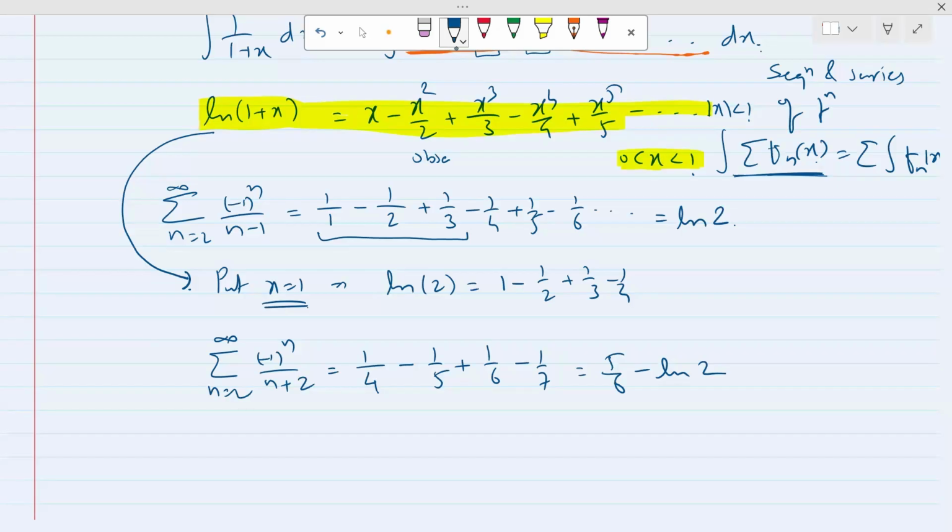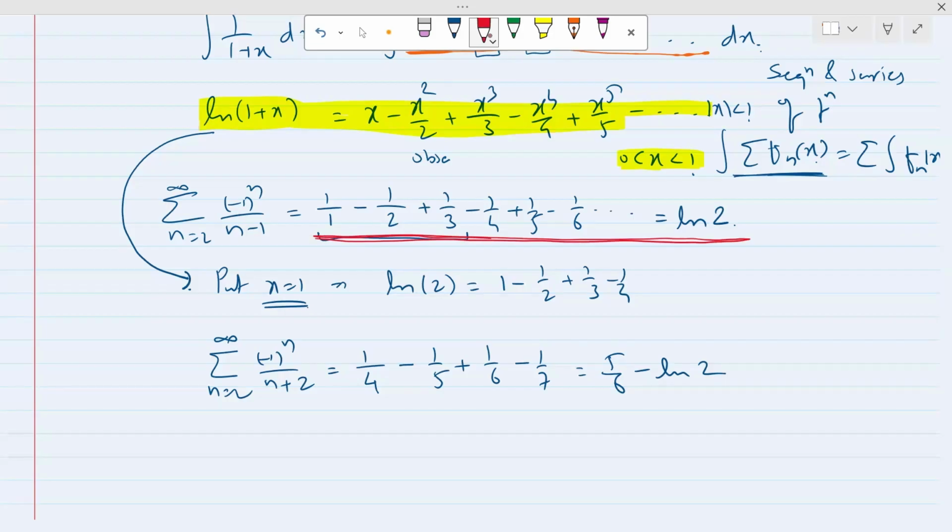Sir, in the above thing, we are getting it as ln 2. The expansion is 1 minus 1 by 2 plus 1 by 3 minus 1 by 4. But here, for the second summation, we are getting 1 by 4 as positive, 1 by 5 as negative. So won't the sum be different? Okay, let's see. This equality you followed, ln of 2 equal to this. There is no doubt in this. Yes, it's clear.